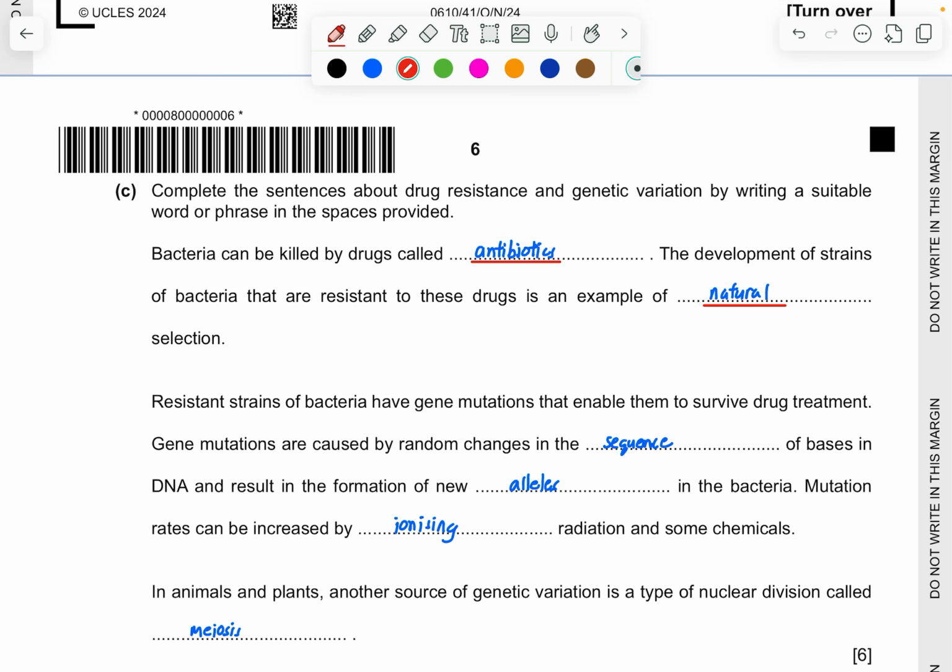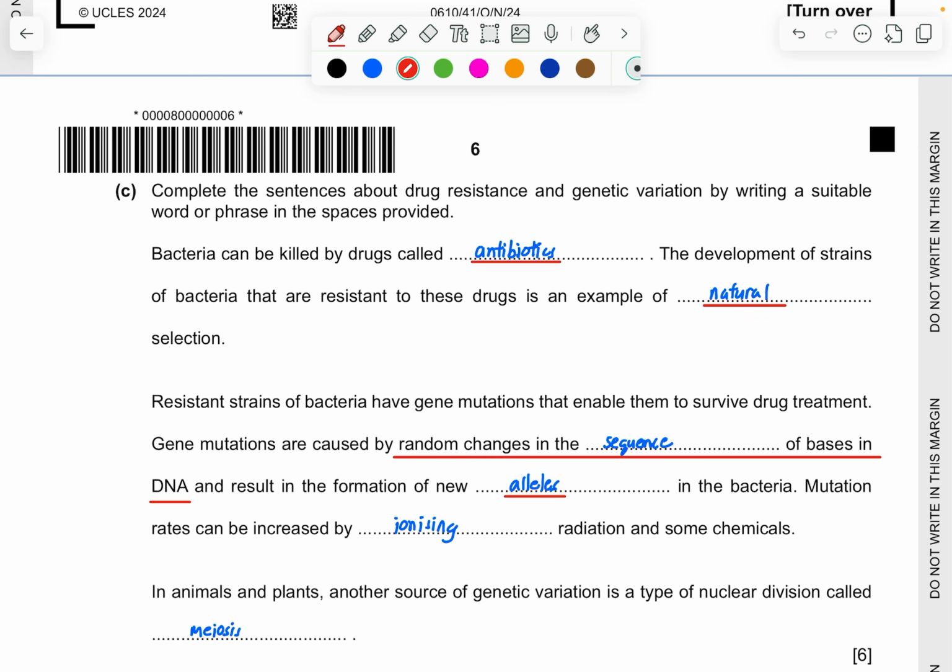Resistant strains of bacteria have gene mutations that enable them to survive drug treatments. And gene mutation, this is going to be the definition: random changes in the sequence of bases in the DNA. So this is actually the complete definition, and result in the formation of new alleles. A new allele is a different version of the gene in the bacteria.